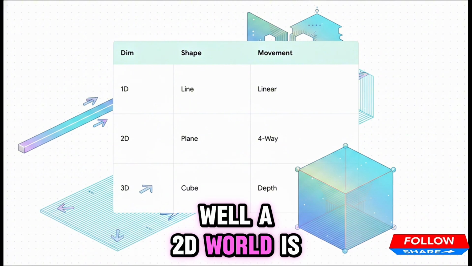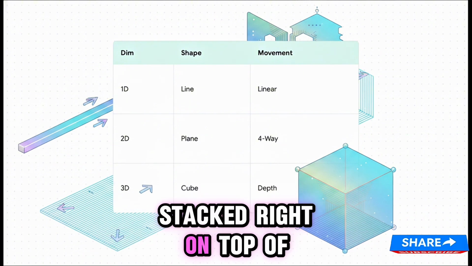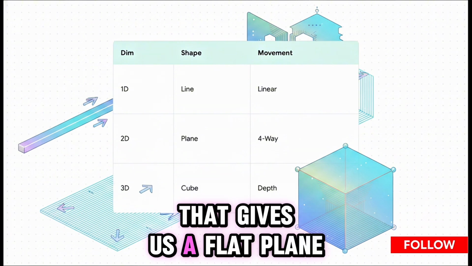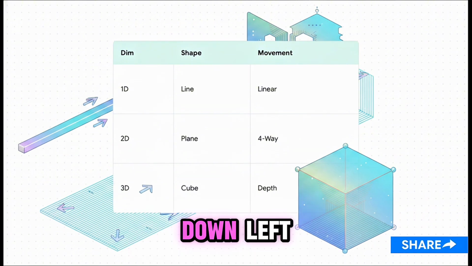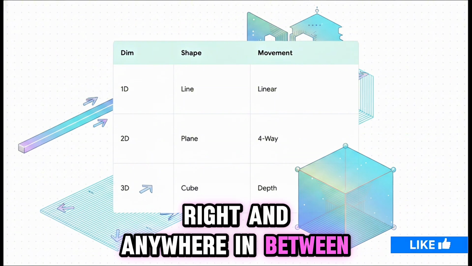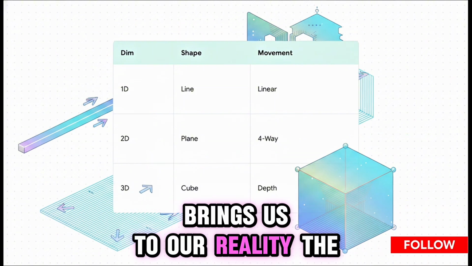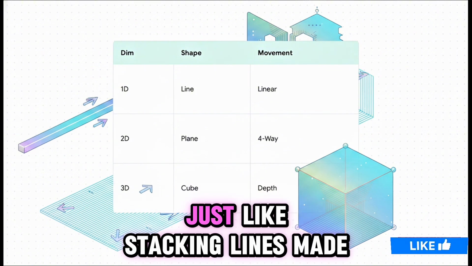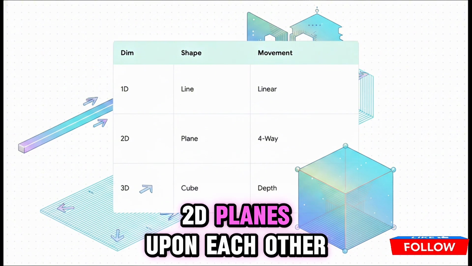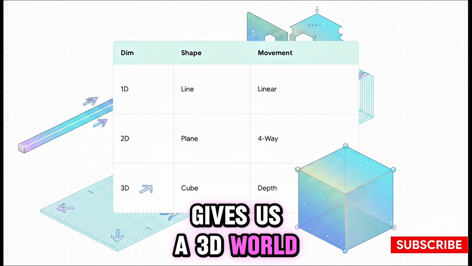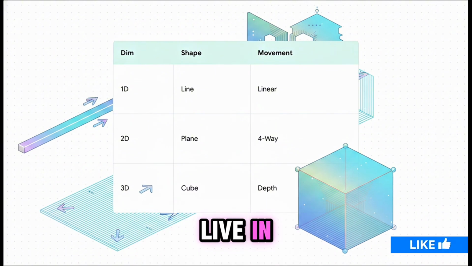So how do we jump to the second dimension? Well, a 2D world is made up of an infinite series of those 1D lines stacked right on top of each other. That gives us a flat plane with width and length. A creature living there can move up, down, left, right, and anywhere in between. And building on that exact same pattern brings us to our reality, the third dimension. Just like stacking lines made a plane, stacking an infinite series of 2D planes upon each other gives us a 3D world with depth, length, and width. This is a cube. This is the world we live in.